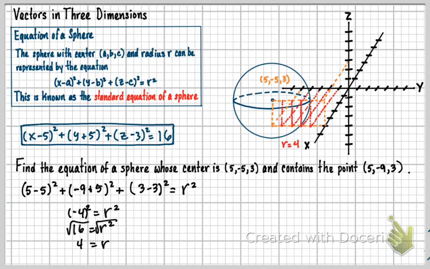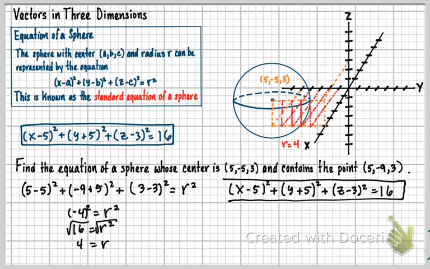So I get the equation, since I have the center already too. It's going to be (x - 5)² + (y + 5)² + (z - 3)² = 4², which is 16. You notice that I'm dealing with the same sphere as previously, so we should get the same equation. All I did was find a point on that sphere, and from there I was able to generate a different question, but still using the same equation. So there we go.